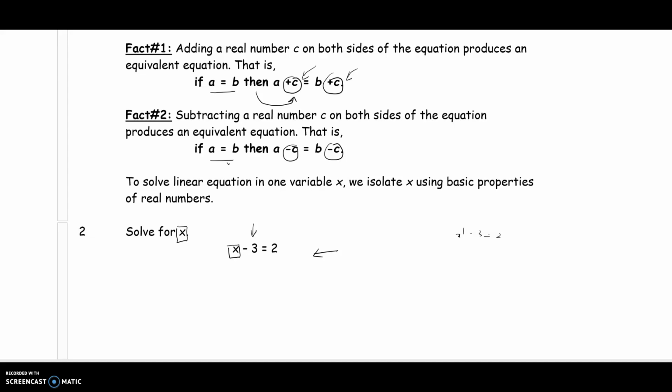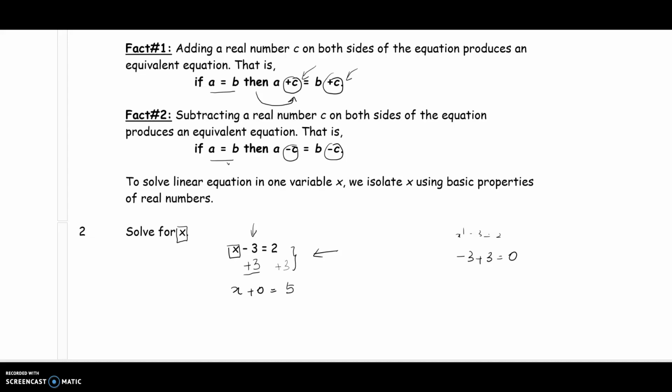So if we add a 3, since we have x minus 3, by adding a 3 on both sides, let's see what happens. So we have x plus 3 and minus 3 get cancelled because negative 3 plus 3 equals 0. So negative 3 is the additive inverse of positive 3. So if we add them, we get 0. So we get x plus 0 equals 2 plus 3, which is equal to 5.